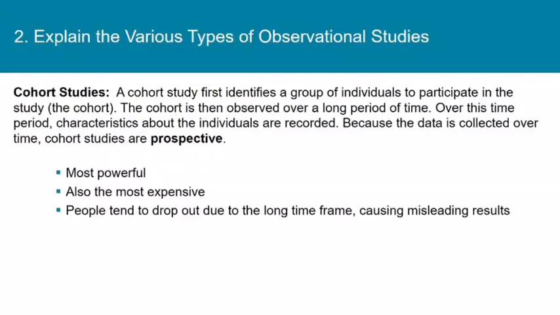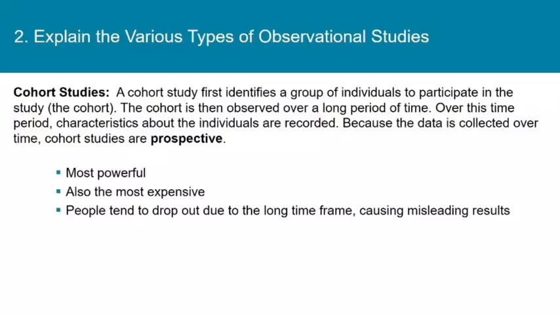And then our last type of observational study is a cohort study. So a cohort study first identifies a group of individuals to participate in the study, and that group of people is called the cohort. And so the cohort's going to stay together through the whole study. In other words, you shouldn't have people stepping in and stepping out. It should be the whole group. You follow them from start to finish. The cohort is then observed over a long period of time, and we're talking sometimes years and years here.